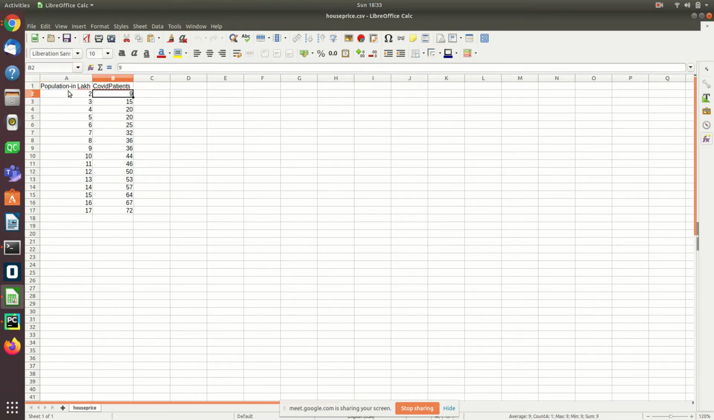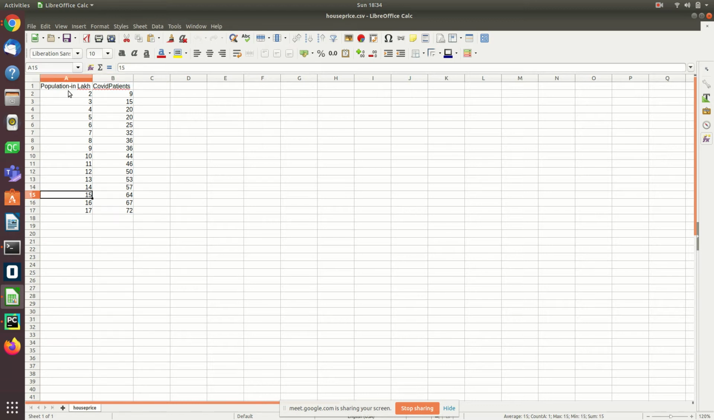Here are the statistics, and somebody is asking you, take this data and tell me what will be the number of COVID patients if the population is 20 or 23 or 25 or something like this, right? So it means we need to find the way in which this data is related to this data. COVID patients are somehow related to population. Okay, let's try to do that.